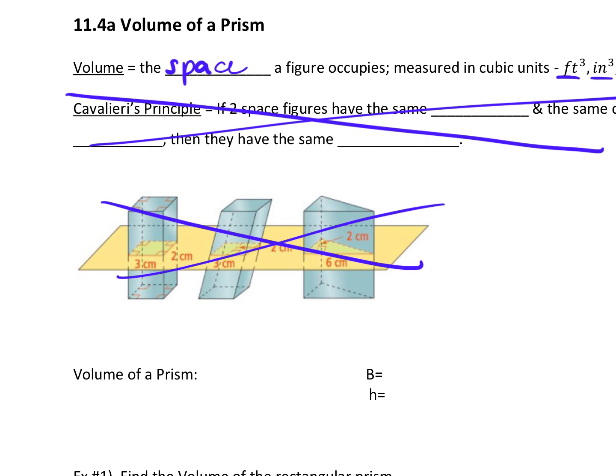Volume of a prism is actually something you've probably done before. Have you ever heard length times width times height? Yes, okay. So that's probably the volume formula you learned in pre-algebra, maybe?